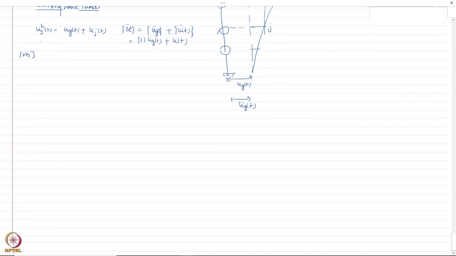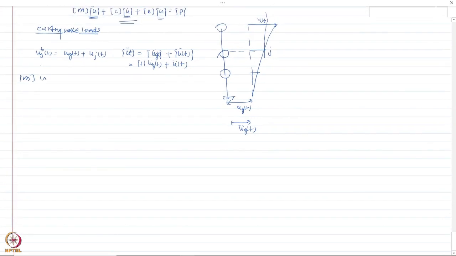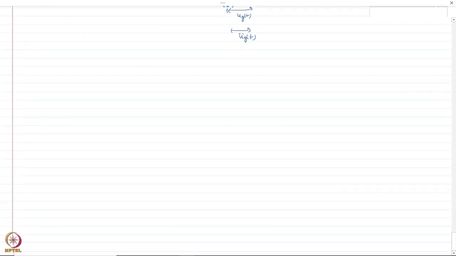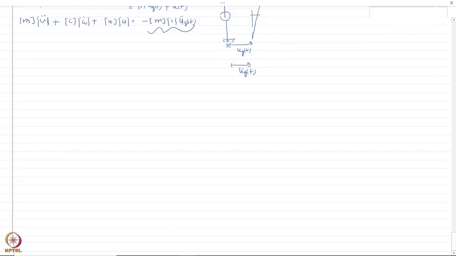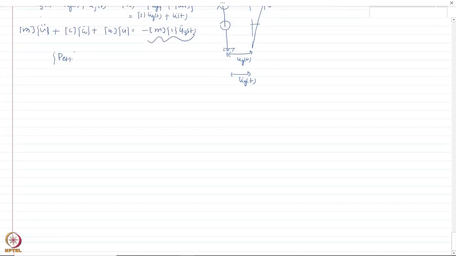Now in this case, if I substitute it, I would get the final expression as mass times the relative acceleration vector, plus damping times relative velocity, plus stiffness times relative displacement. This is equal to minus m times 1 times basically the quantity ug double dot t here. And this is my effective force vector for a seismic excitation of a multi-degree of freedom system. So I am going to write my P effective as minus m, this one, and then ug double dot t.